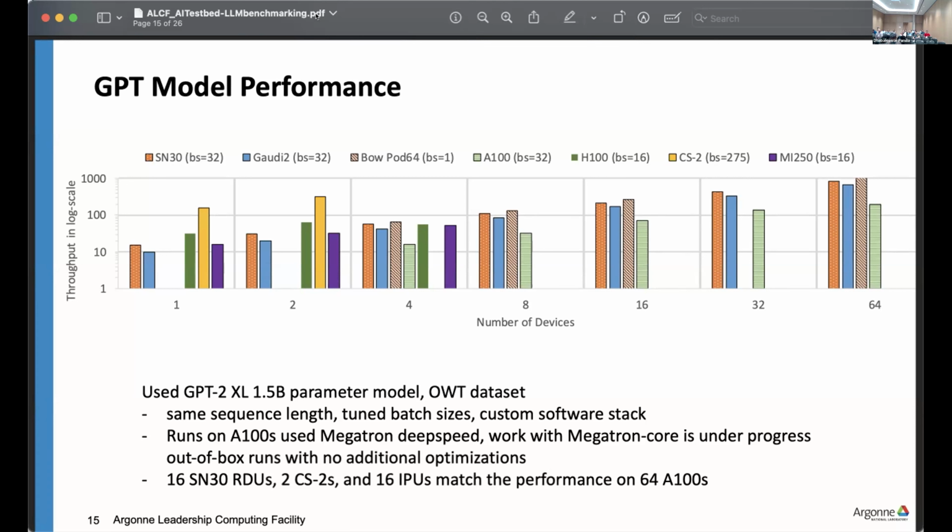Here we're seeing the throughput in log scale, scaling across a number of devices. The yellow bars show the numbers from the two CS2 engines, and we see a quick data point if you look at those performance comparisons: 16 SambaNova RDUs, 2 CS2s, and 16 GraphCore IPUs get you the equivalent performance of 64 A100 GPUs. Again, if you get the best tuned version on the A100 with Megatron core or the Megatron-LM framework, these A100 numbers will be much better.